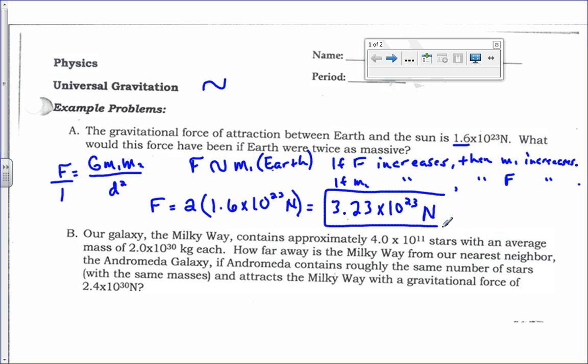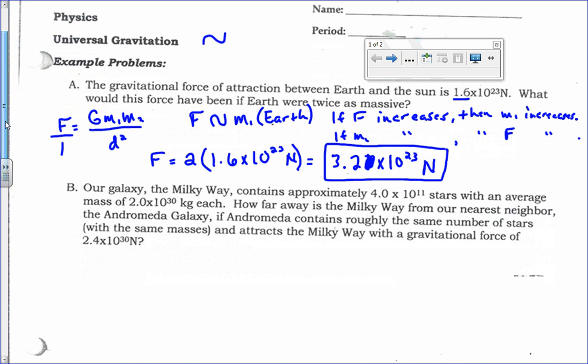Okay, it says 3.2. Where did you get the 3 from? Why is it 3.23? Oh, you're right. It doesn't say 2-3, it just says 2. I don't know where I came up with that. I was looking over at the 2-3, so that shouldn't even be there. Okay. Thank you.